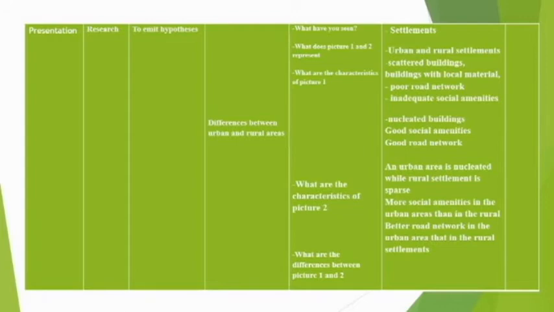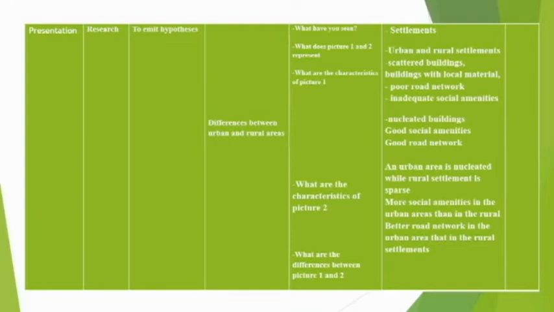And at the level of teacher's activity, you ask questions, and such questions can be, what have you seen? The learners will answer, certainly. What does picture 1 or image 1 and 2 represent? They will go ahead to say urban and rural settlement.